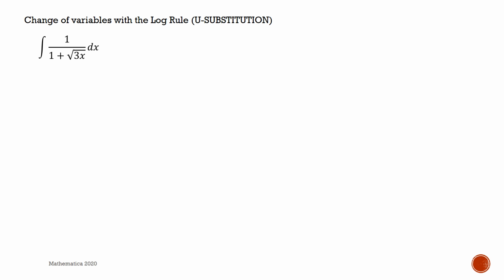We have the integral of 1 over (1 plus the square root of 3x). Now, the degree of the numerator and the degree of the denominator don't have anything to do with it, so it doesn't follow that particular pattern. And u prime over u, not necessarily. So this is what we're going to do instead. We're going to let u equal 1 plus the square root of 3x.